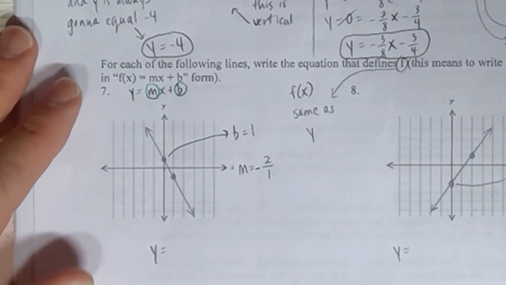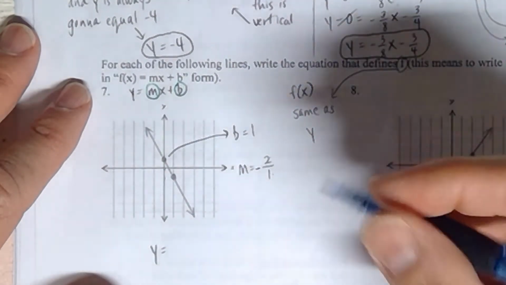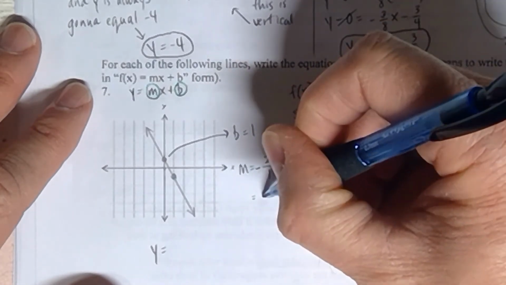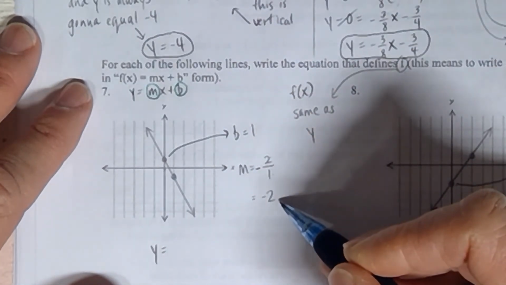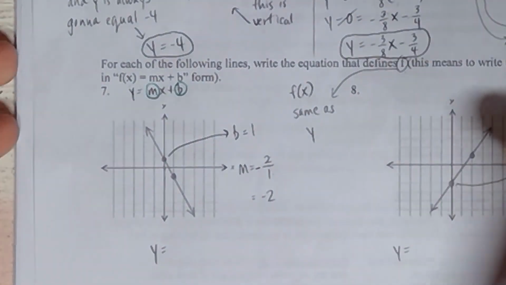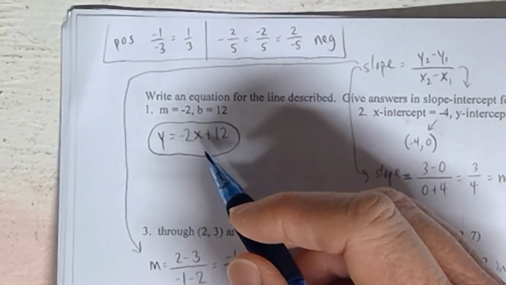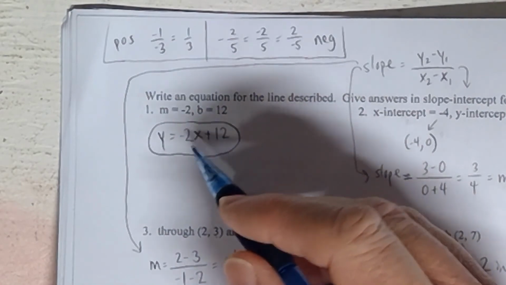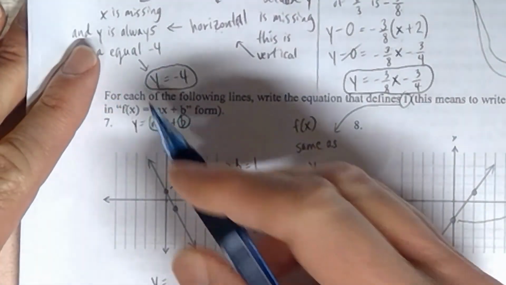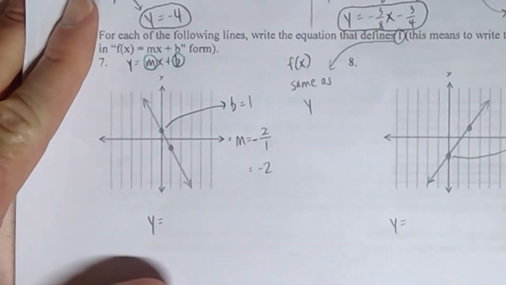So now we have everything we need, you guys. We have our b, which is 1, and we have our m, which actually simplifies to be negative 2 over 1. So all we got to do, just like we did in the very first problem up here at the top, now that we know the m and the b, we just plug it in and we're done. Other than the fact we need to put the f of x in there at the end. And so we get what?